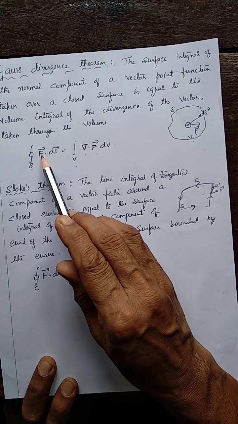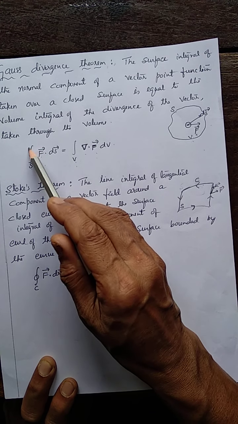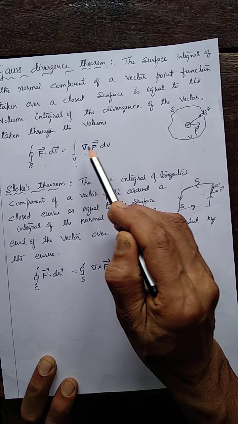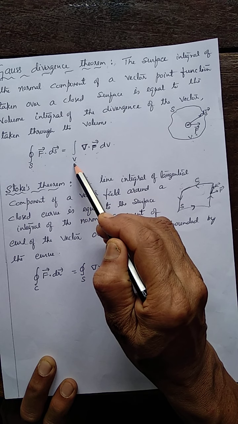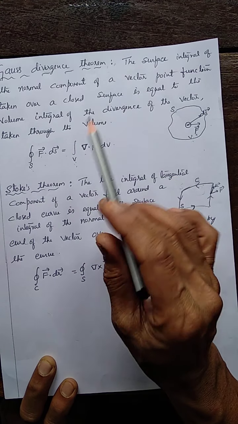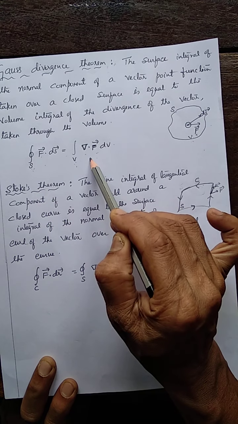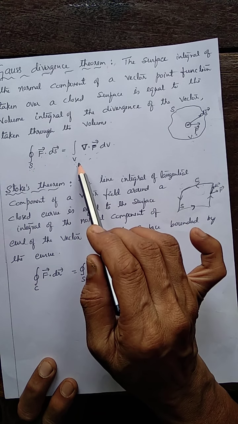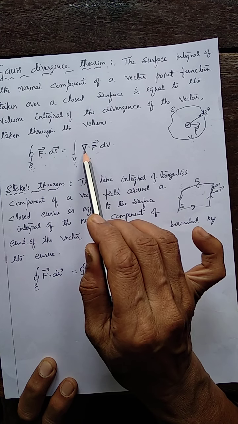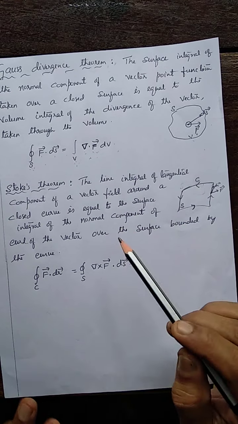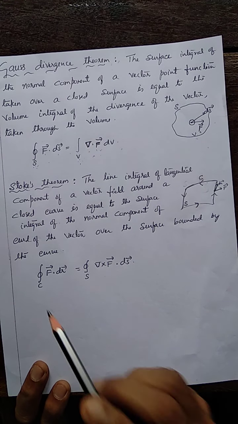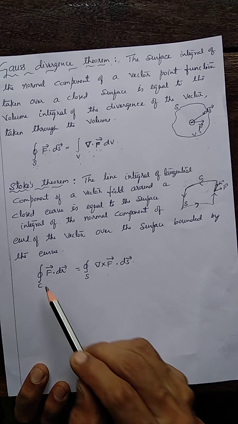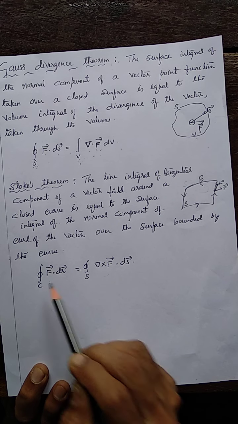The surface integral of the normal component of that vector field over the entire surface S is equal to the volume integral of the divergence of that vector over the entire volume V. Thus, the Gauss divergence theorem converts a surface integral into a volume integral. How? When the surface is converted into volume, F vector dot dS vector becomes del dot F dV. Then the Stokes theorem. Stokes theorem converts a line integral into a surface integral, the connection between line integral and surface integral.